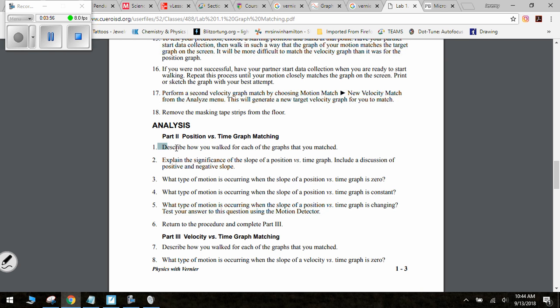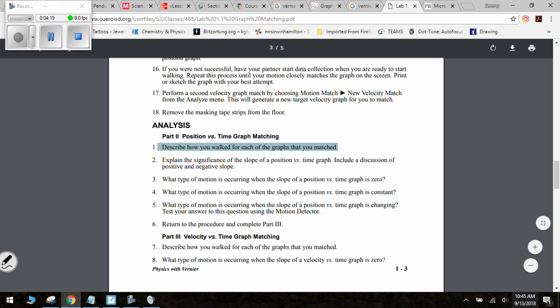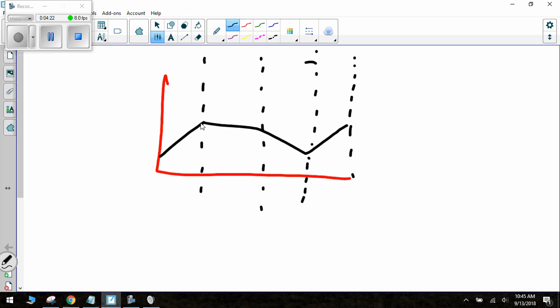Okay, so if I look at part 1, it says describe how you walked for each of the graphs that you matched. Now, I told you in the lab to make a prediction. The analysis part is where you tell me what you actually did. This is not something that can be answered in 4 words. This is writing sentences. And like I said, you need to have something about each time interval. Like, I started at 1 meter and walked to 2 meters away from the wall in 2.5 seconds. Then I went from 2.5 meters to 2 meters in 4 seconds. That's the kind of thing I want.